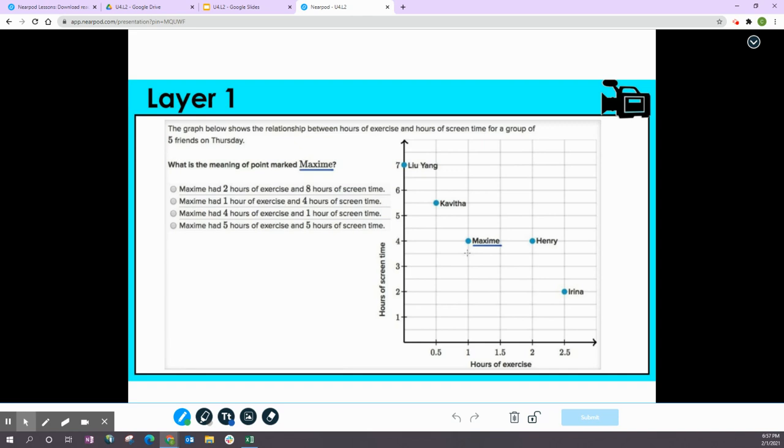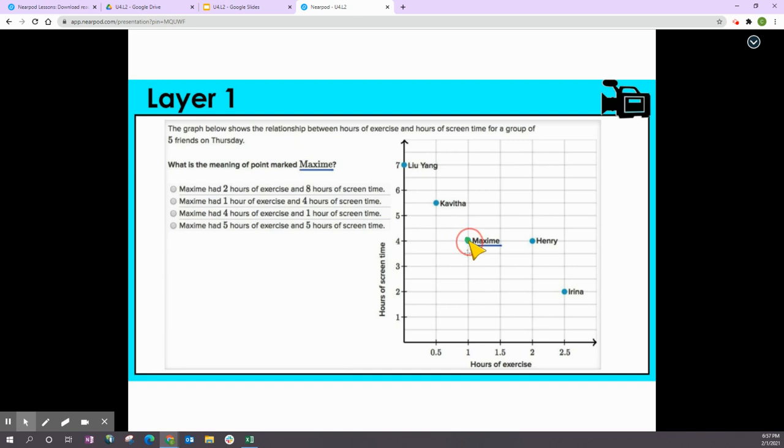The question says the graph below shows the relationship between hours of exercise and hours of screen time for a group of 5 friends on Thursday. What is the meaning of the point marked for Maxime? So let's look over here at the point marked for Maxime.